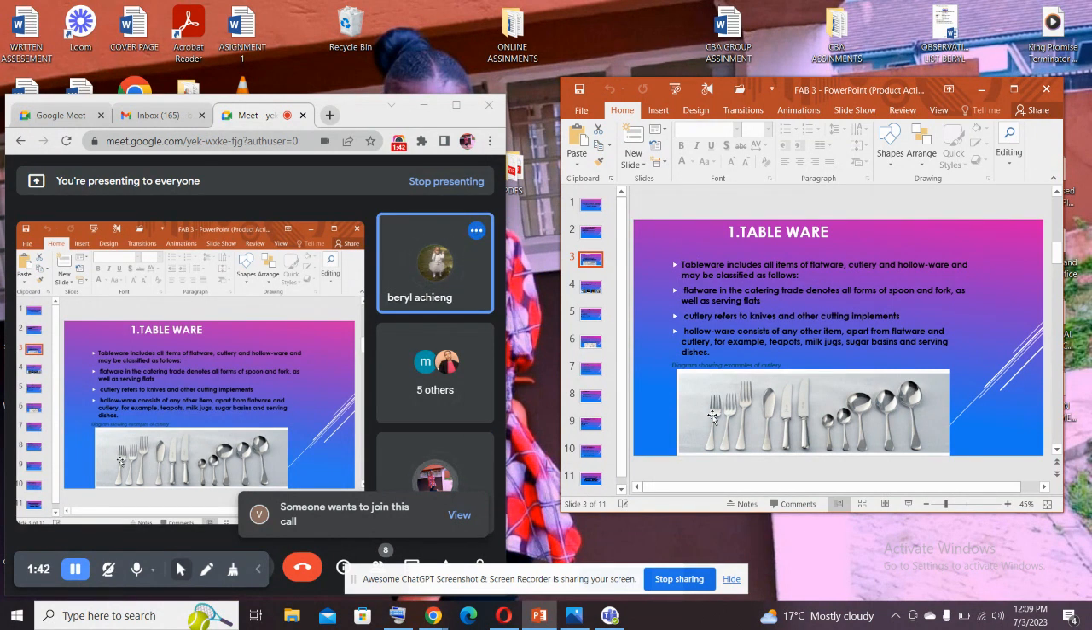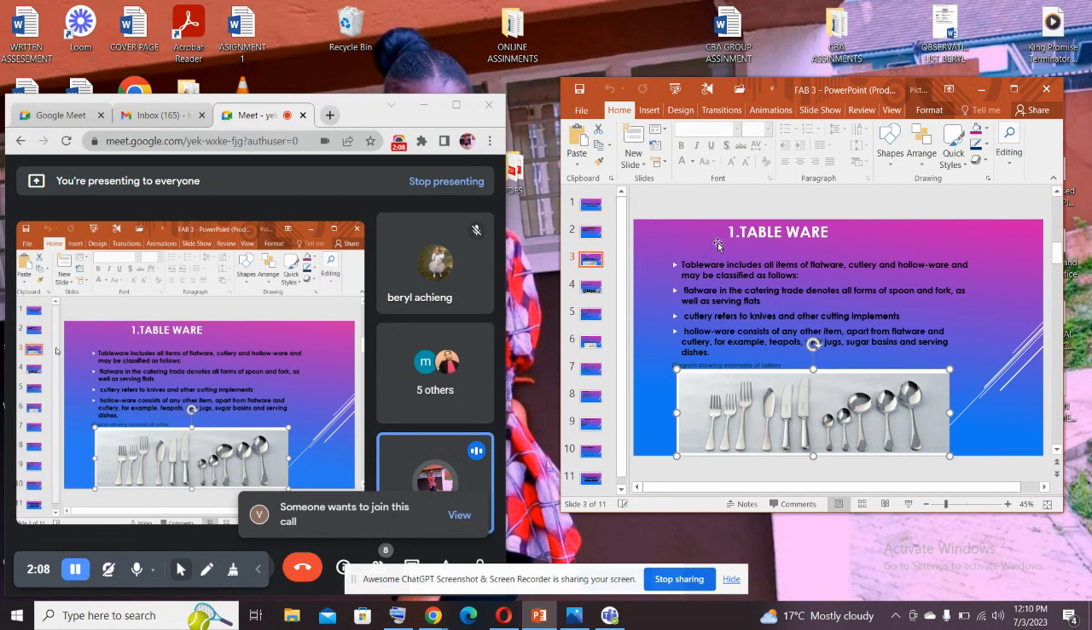Yeah, so in my diagram we have the fish fork, then we have a sweet fork, then we have the joint fork, and we have the fish knife, we have the joint knife, we have the coffee spoon, the teaspoon, the soup spoon, the sweet spoon, and the tablespoon.